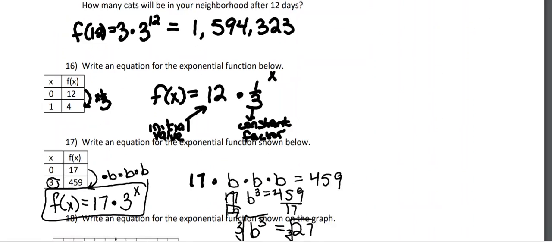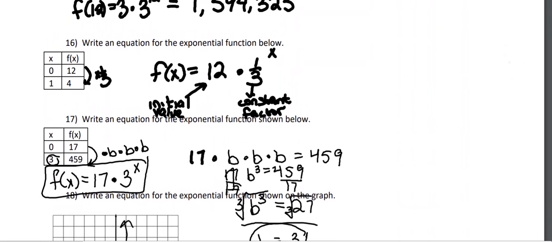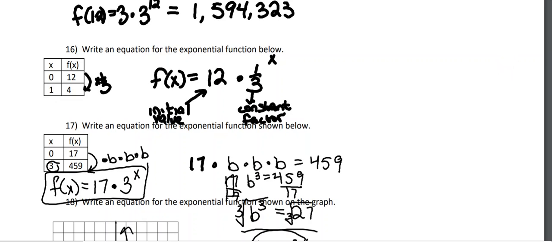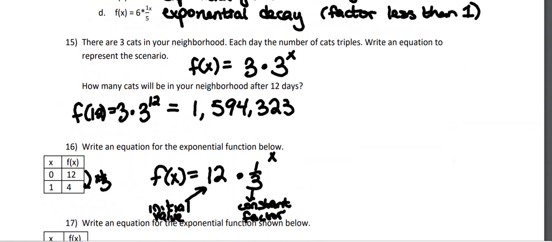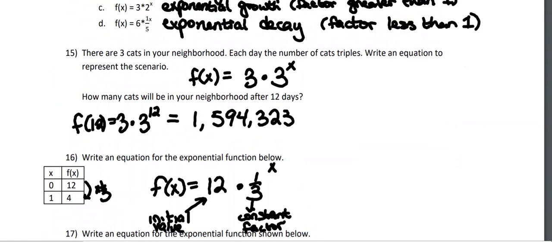Pretty sure I took the notes actually further down. With question 16, I wrote it. The first number is the initial value. The next number is the constant factor. So let's go back to the cat scenario. You are starting with 3, and every day it's tripling. Triple means multiply by 3. So f of x equals 3 multiplied by 3 to the x power.